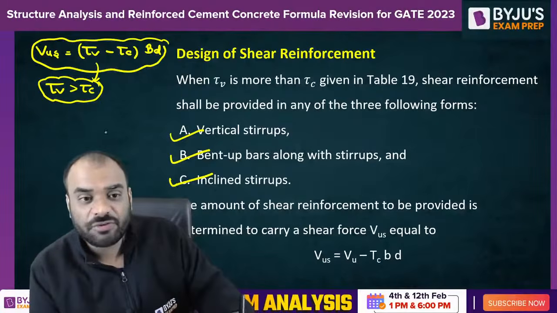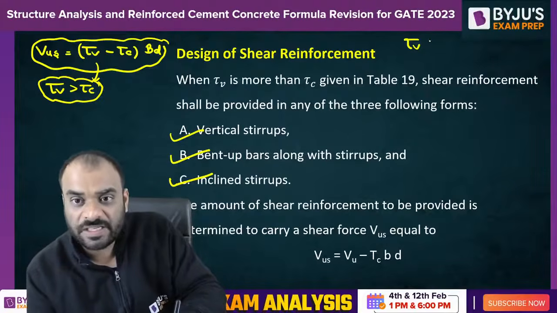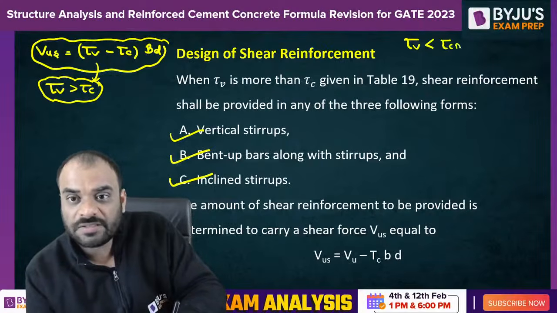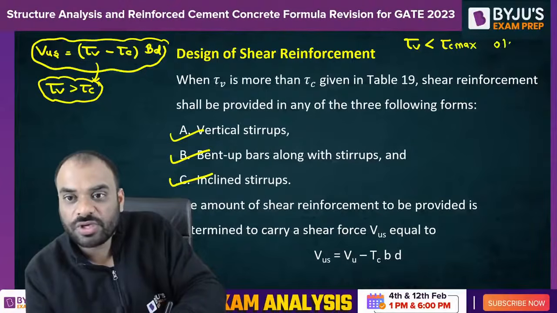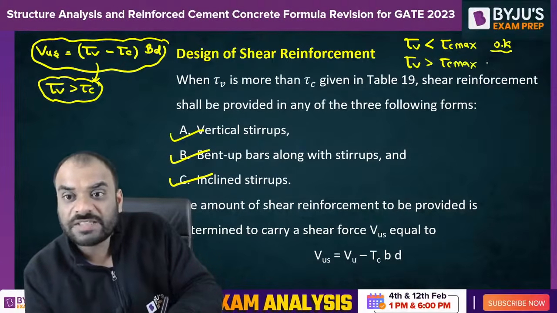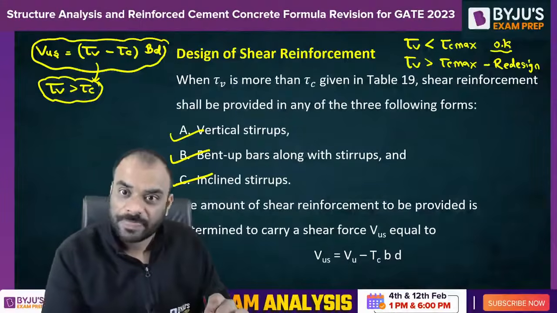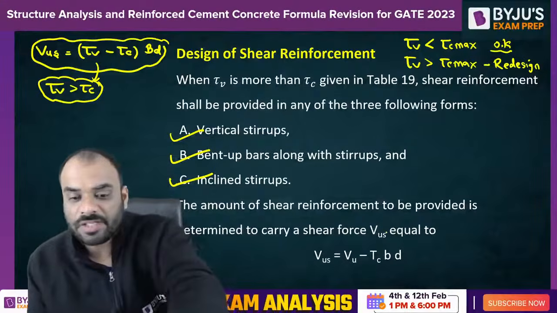Similarly, we have to check the condition: tau v is less than tau c max or greater than tau c max. If it is less than tau c max, then it is okay. There is no issue. You can go for the designing part. But let us suppose if tau v is greater than tau c max, you need to redesign the section. Redesign the section, right? Clear? Okay. Now let's move further.